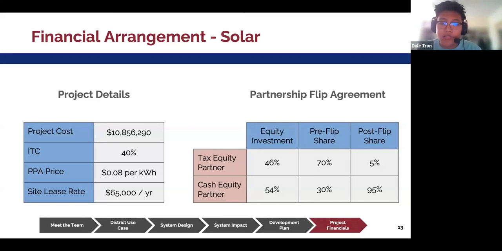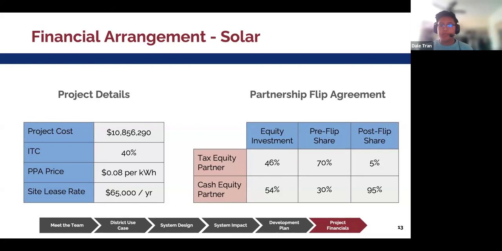And again, because this is offsite solar, we've estimated a site lease rate of about $65,000 per year of the land at the airport from the school for the developer. We found that doing tax equity and the partnership flip returned better IRR for the developer. So this is the breakdown of the flip agreement with a 46% equity investment from the tax equity partner and a pre-flip share of 70%, which flips to 5% in the target year 6.